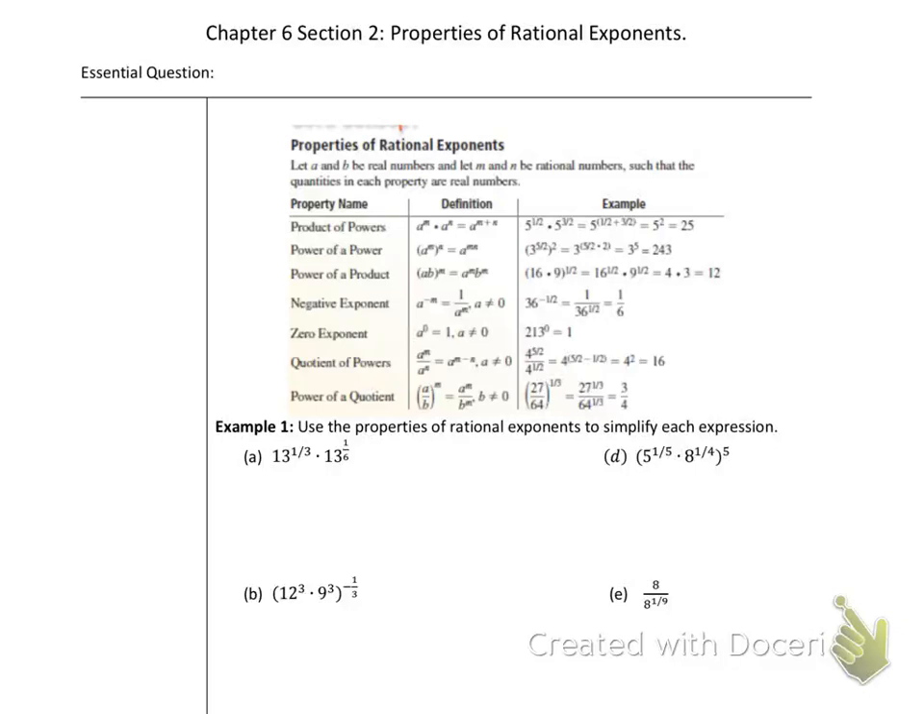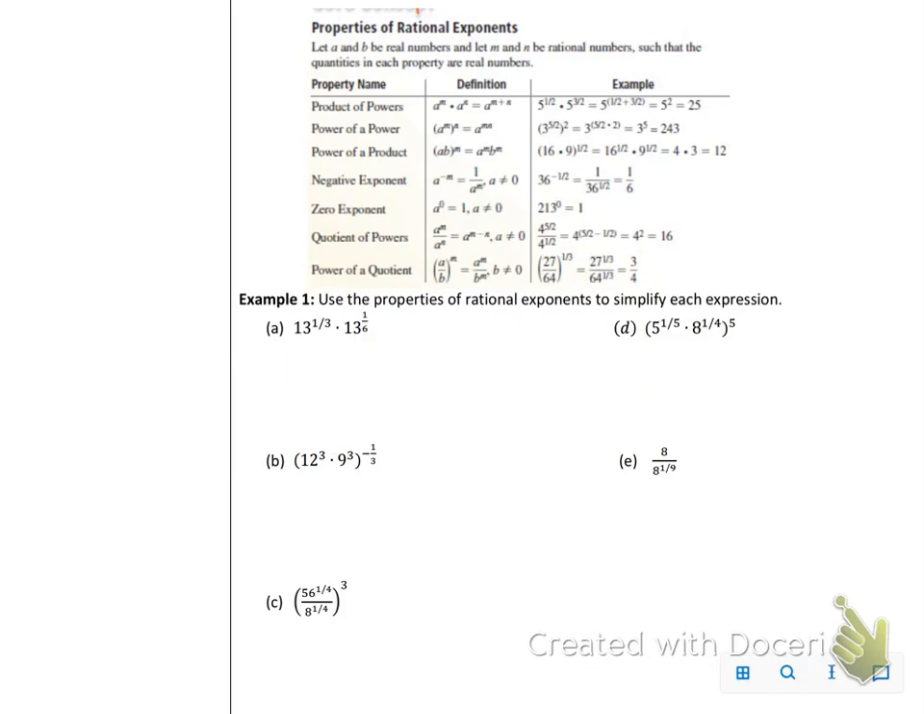Hello and welcome to Chapter 6, Section 2, Properties of Rational Exponents. You've probably seen properties of rational exponents before, but maybe not all of these that you see here. So we're going to go ahead and use them in examples so that you know how to apply them to problems. Now in example 1, it says use the properties of rational exponents to simplify each expression.